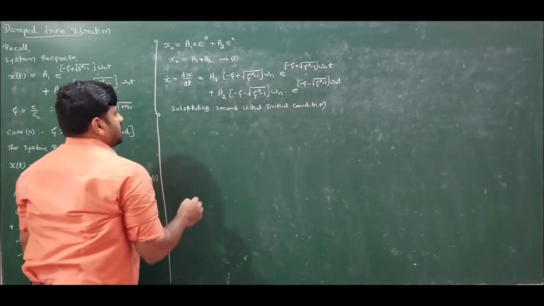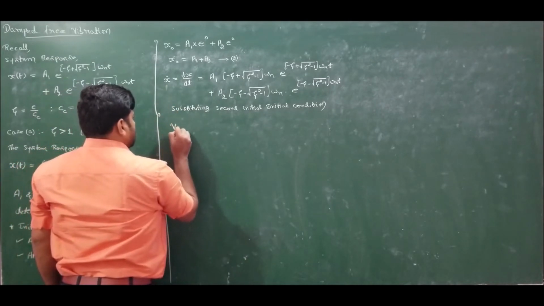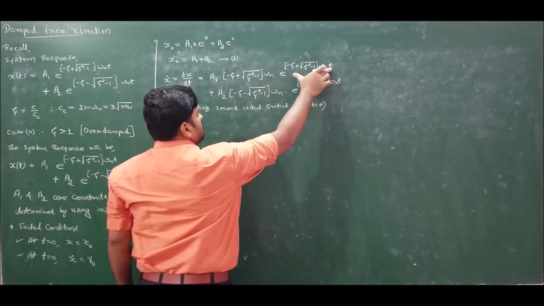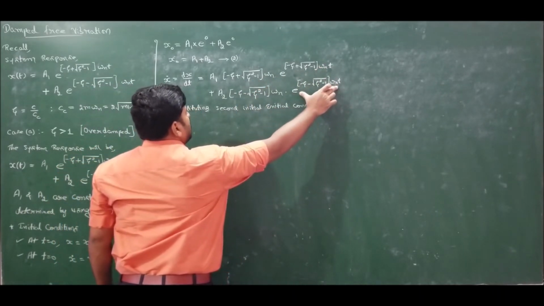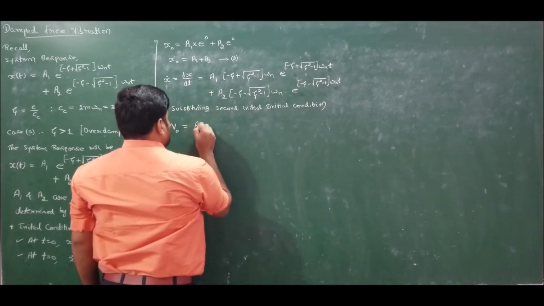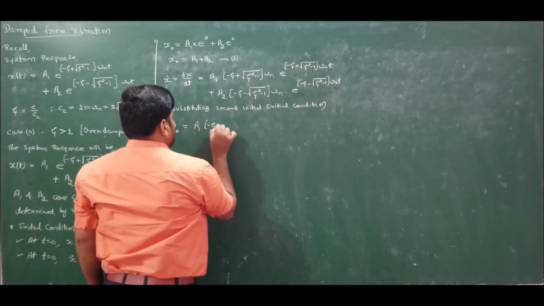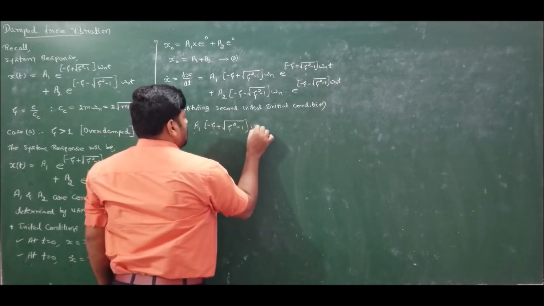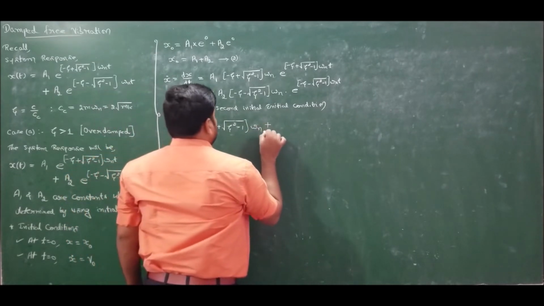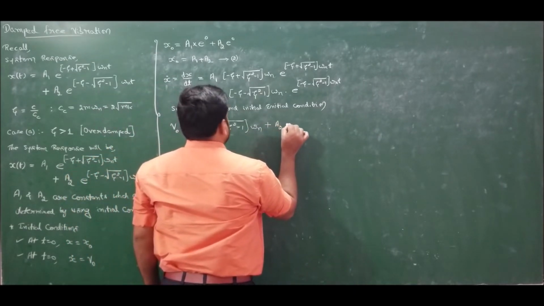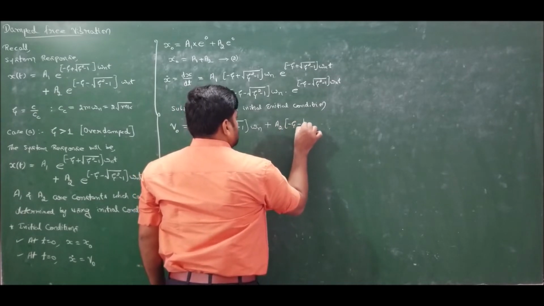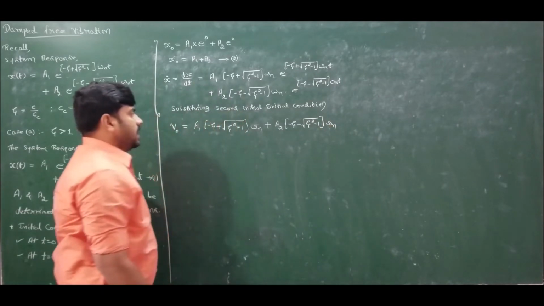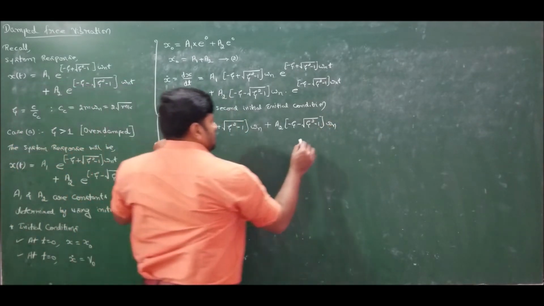If I substitute the second initial condition, I know velocity, which I have taken as v naught, which is equal to, substituting t is equal to 0, this entire exponential term will become 1. So I will get a1 times minus zeta plus root of zeta square minus 1, whole multiplied by omega n, plus a2 times minus zeta minus root of zeta square minus 1, whole multiplied by omega n. So I got equation 3.